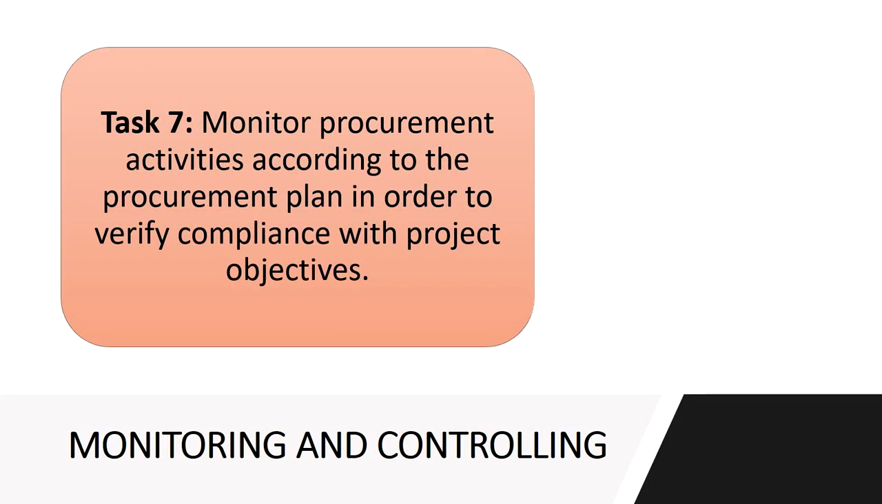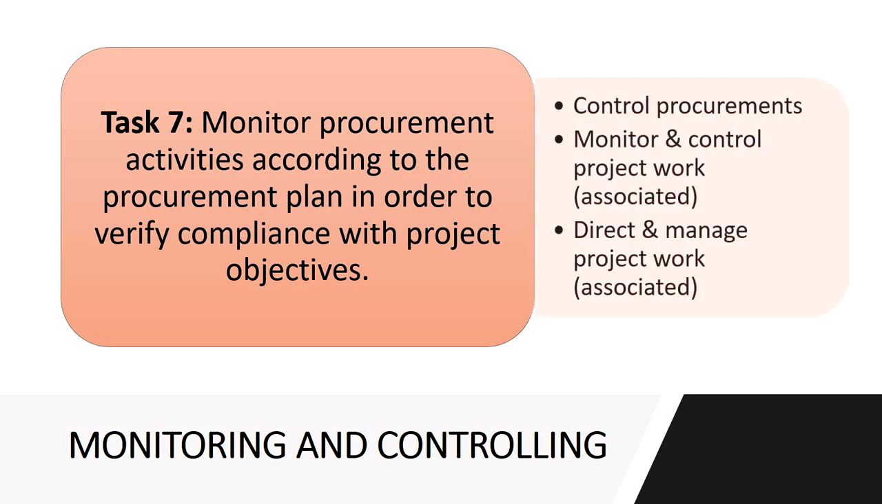Let's move on to task 7, monitor procurement activities according to the procurement plan in order to verify compliance with project objectives. So what does this mean? This is talking specifically about the control procurement process. Now, if you're a stickler for detail, you probably notice procurement plan is used rather loosely. Why not procurement management plan?